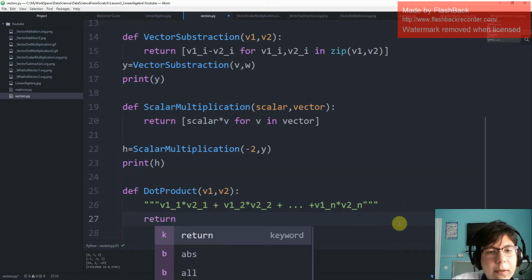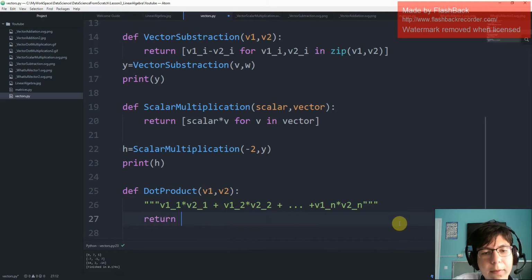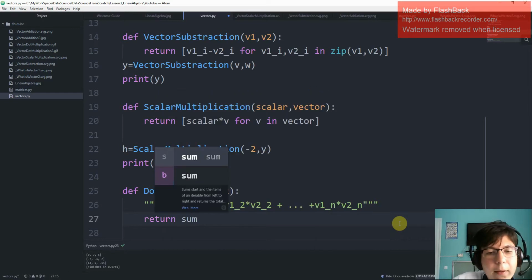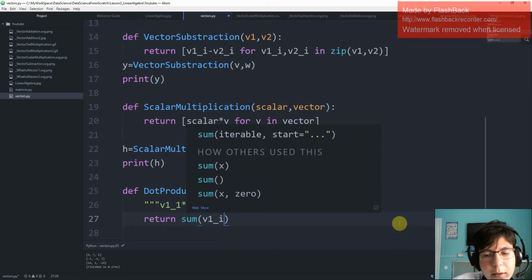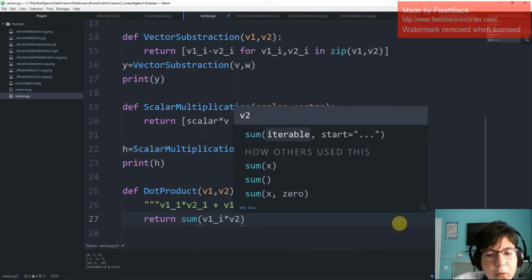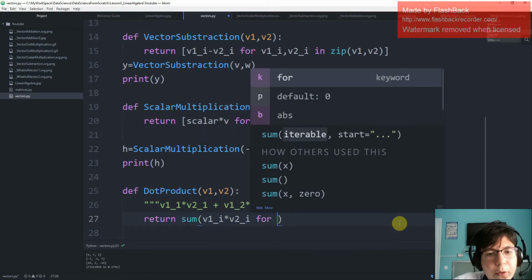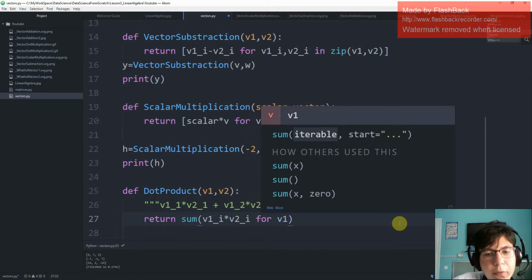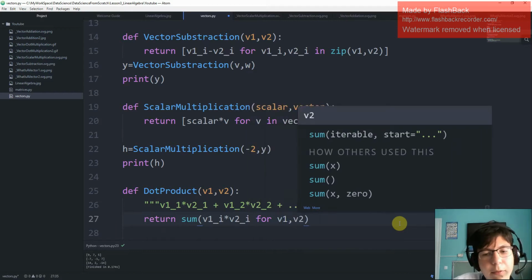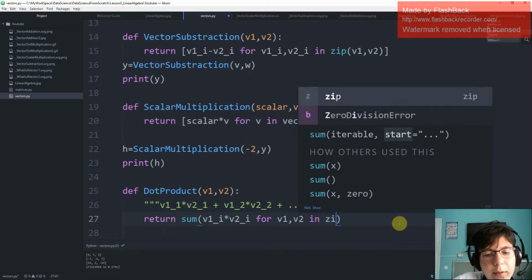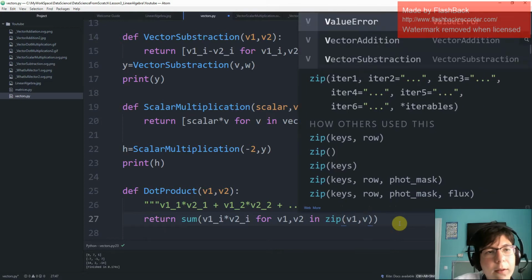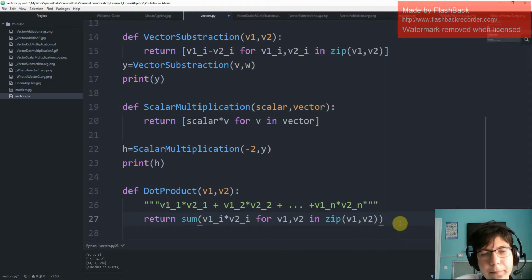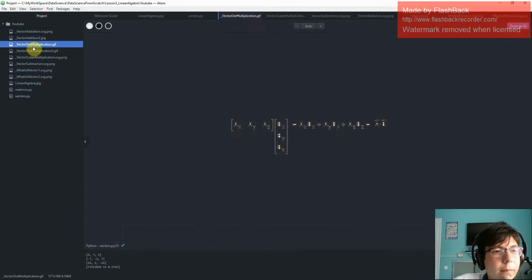So let's write that in Python. So the result is going to be the sum of v1i times v2i for v1, v2 in zip of v1 and v2.